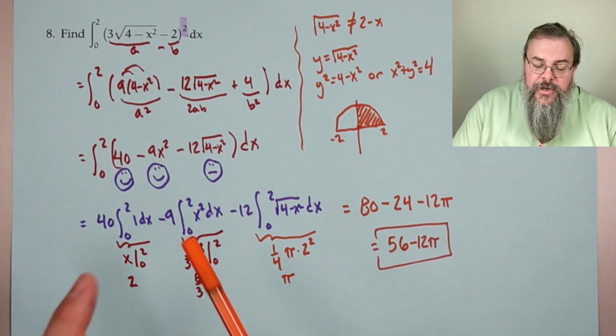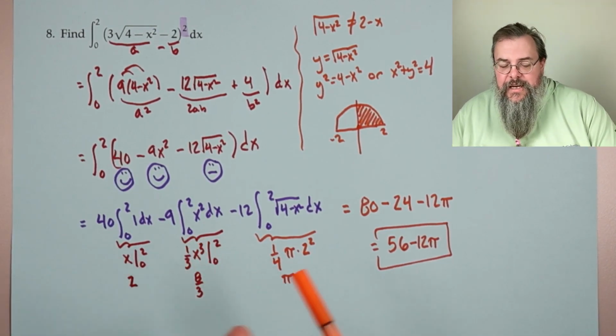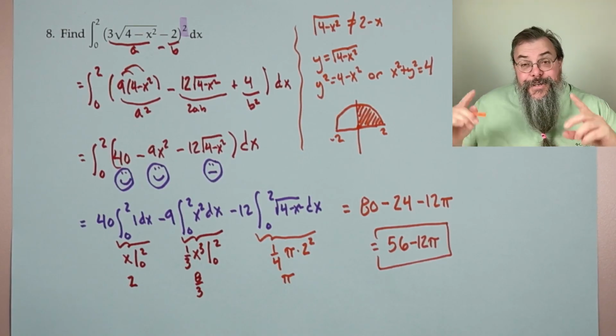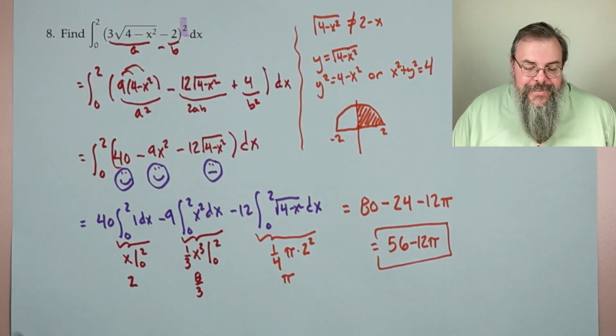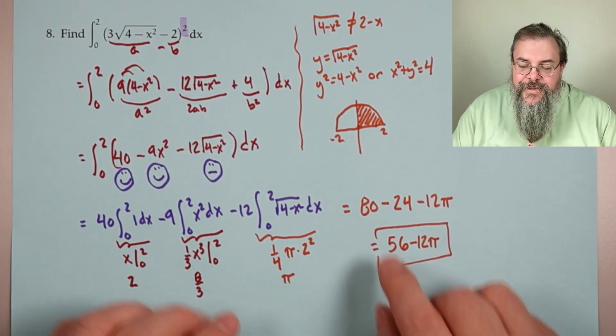Broken into pieces where we could do it using the antiderivatives, and another piece where we could do it by saying, it's a circle. It's a circle of the answer.